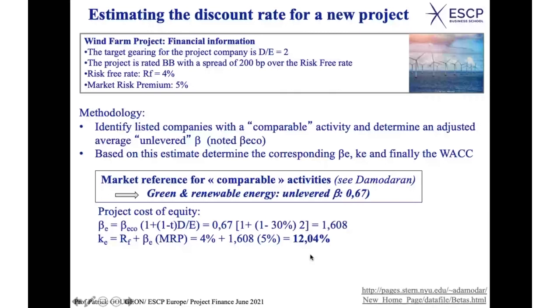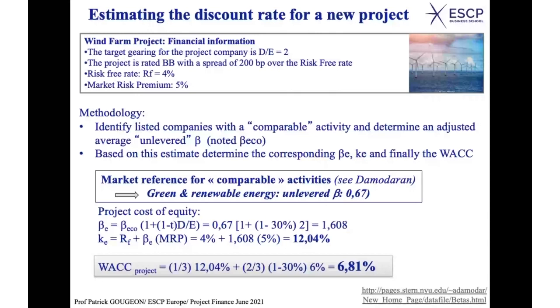Now we know the capital structure because the debt over equity is 2, which means that you have 2/3 of debt and 1/3 of equity. So the WACC would be 1/3 of equity, with a cost of equity of 12.04%, plus 2/3 of debt. If you take the after-tax cost of debt, you have 1 minus 30%, times 6% for the cost of debt, which gives a WACC of 6.81%. So that is the typical methodology which can be used to assess the cost of funds for a particular project, or at least its cost of equity.